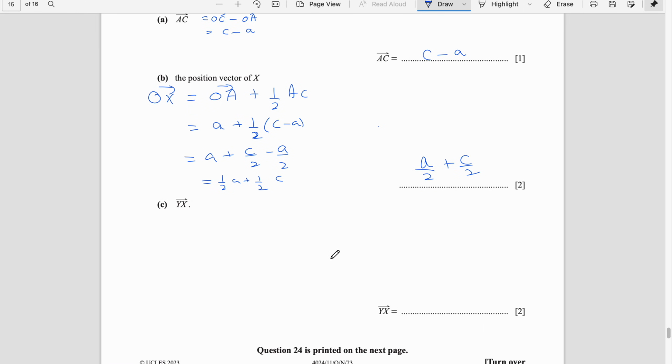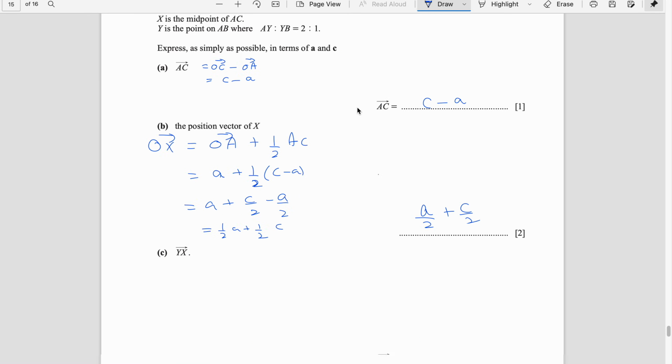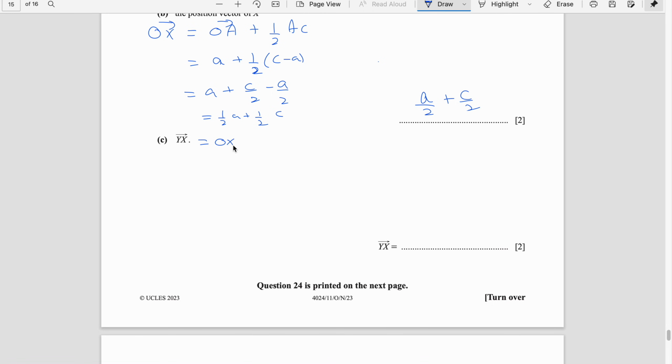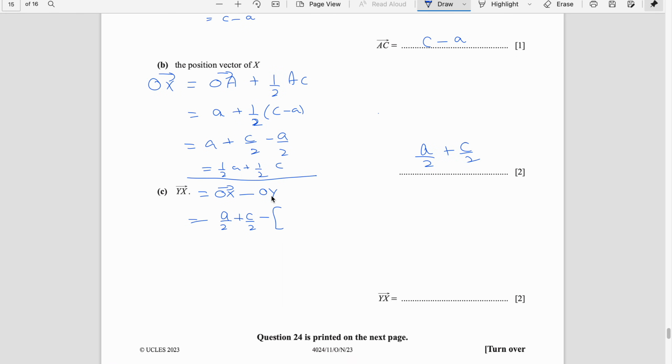C part, yx. So we start from y, we end at x, and we can also write yx is equals to ox minus oy. So yx is ox minus oy. Ox from the previous part is a by 2 plus c by 2 minus oy. Now look at this. Oy is a plus 2 by 3 of this total, which is c. So a plus 2 by 3 of c.